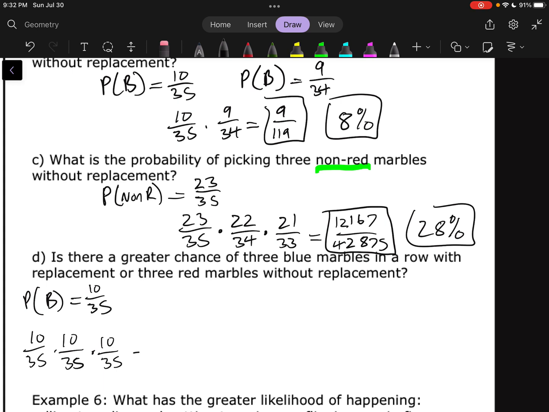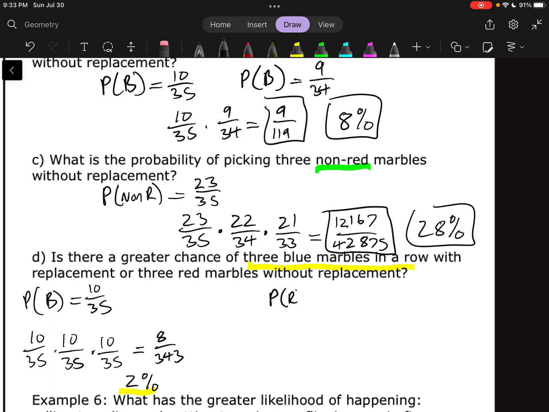I'm getting 8 out of 343, or about 2%. So this is the 3 blue marbles in a row. Now, the 3 red marbles without replacement.